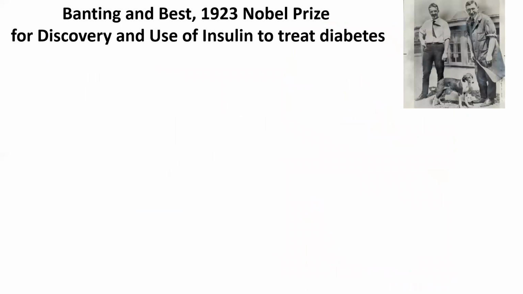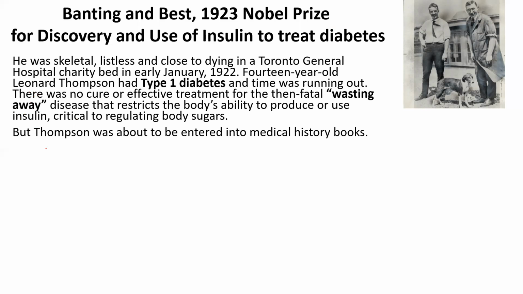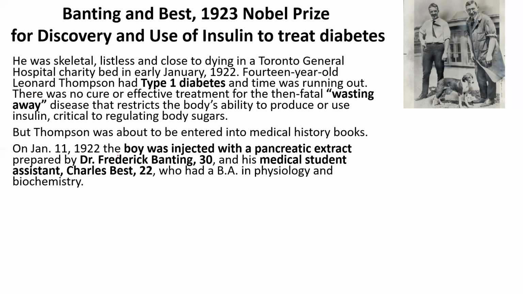So an interesting Canadian story in this was Banting and Best. Now, he was skeletal, listless, and close to dying in a Toronto hospital bed. Fourteen-year-old Leonard Thompson had type 1 diabetes and time was running out. There was no cure or effective treatment for the then fatal wasting disease that restricts the body's ability to produce or use insulin. But Thompson was about to be entered into medical history books. On January 11, 1922, the boy was injected with a pancreatic extract prepared by Dr. Banting and his medical student, Charles Best.